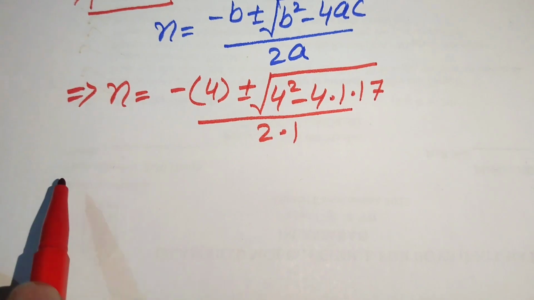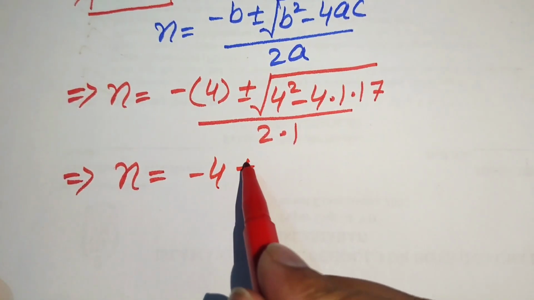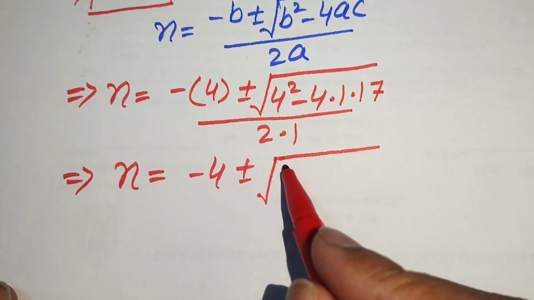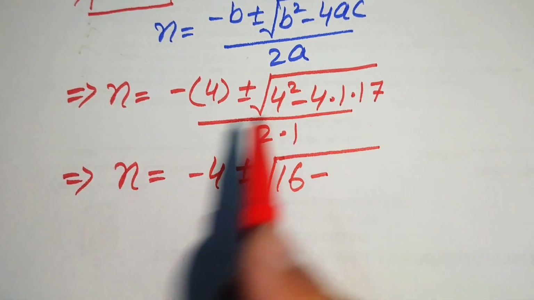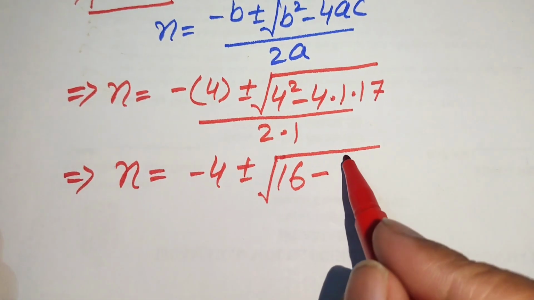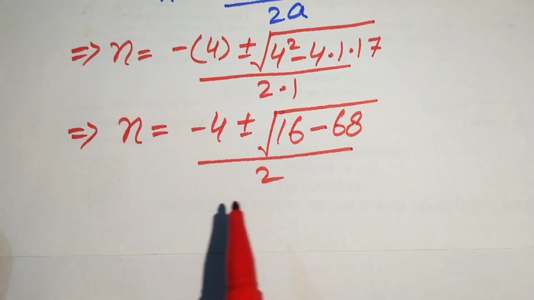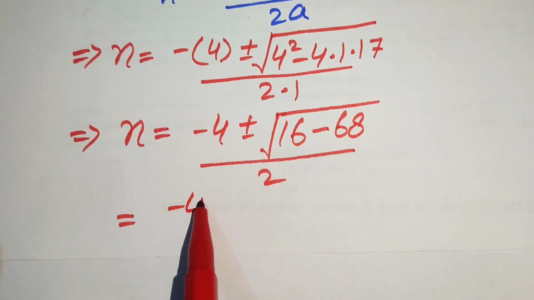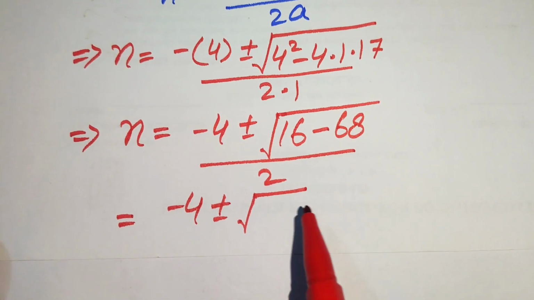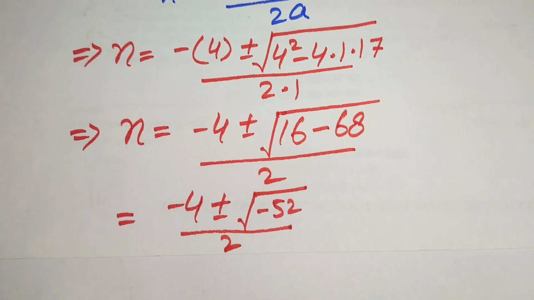In the next step we have n equals minus 4 plus minus square root of 4 squared. We know that 4 squared becomes 16, minus 4 times 17, which is 68, and it is divided by 2. Now we write this in simplified form: minus 4 plus minus square root of 16 minus 68, which equals minus 52, divided by 2.